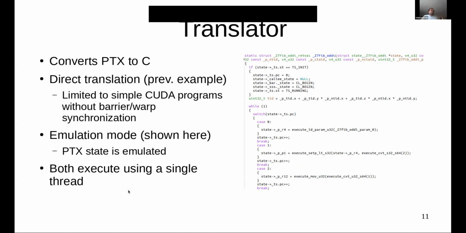There is a translator. Obviously, I showed you one example of a translator that was a direct translation before, but that's limited to simple CUDA programs without barriers or warp synchronization. We also have a more sophisticated translator which emulates the PTX programs, as you can see over here, using program counters. And that's because C does not support parallel programming as a first-class construct. Right now, all PTX programs run as a single thread, even on the CPU, but we're planning to make it multi-threaded.